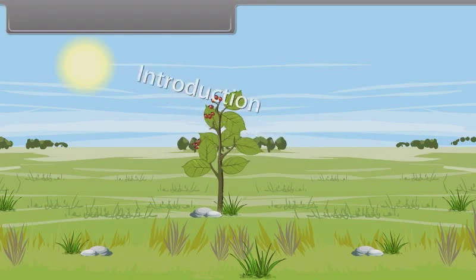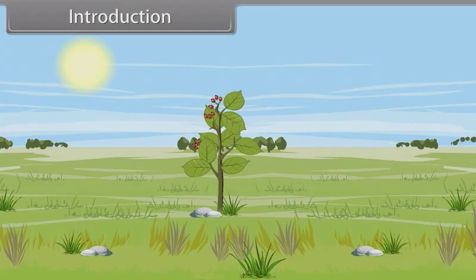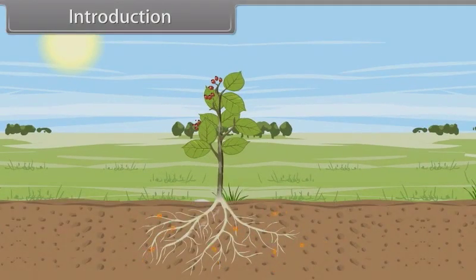Introduction. Hey kids, we have learned so many things about plants. Now we are going to learn about mineral nutrients for growth and development and for performing other essential activities of plants. A plant takes most of the nutrients required for metabolic and other activities from the soil.